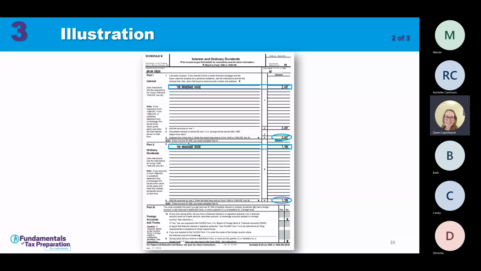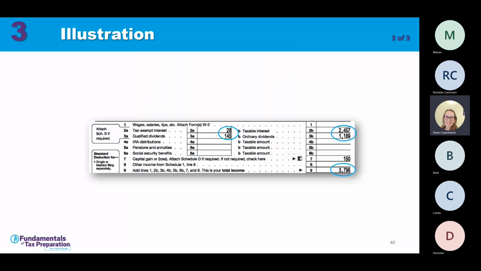Because he had more than $1,500 in interest, he does have to file Schedule B. And it does report the dividends, even though it was less than $1,500, because he's already having a Schedule B included on his tax return. And there's where the numbers carry to from the statements that we previously viewed.